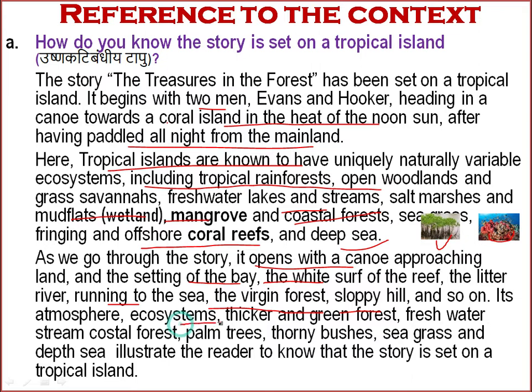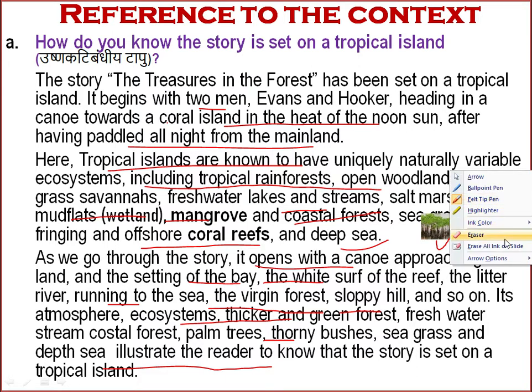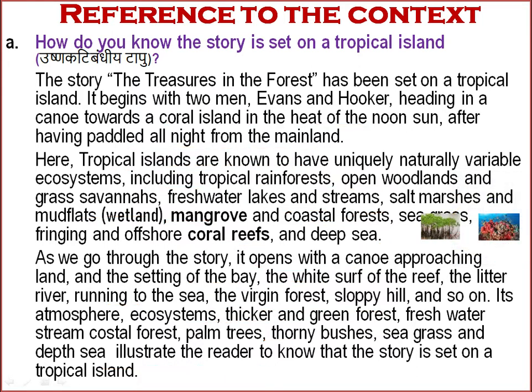Its atmosphere, ecosystem, thick and green forest, fresh water stream, coastal forest, palm trees, thorny bushes, sea grasses, deep sea illustrate to the reader that the story is set on a tropical island. These are the things that help us to know that the story has been set in a tropical island.